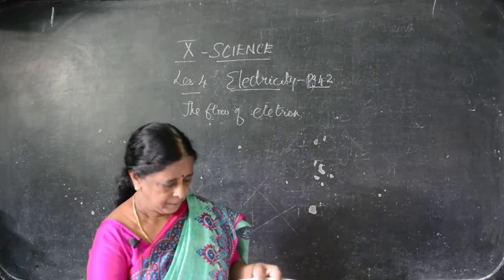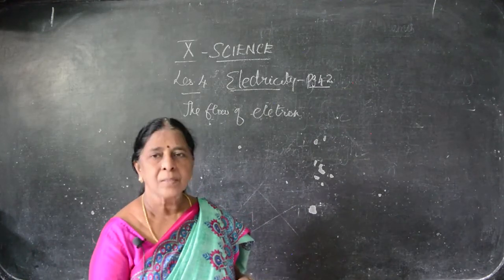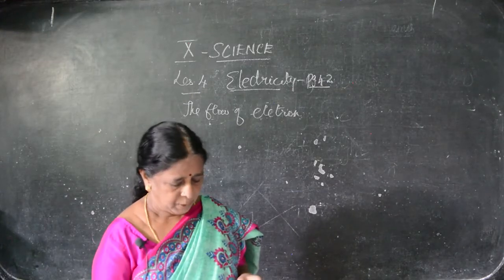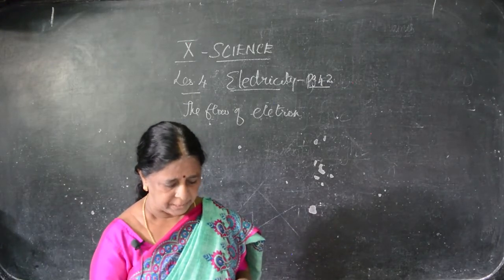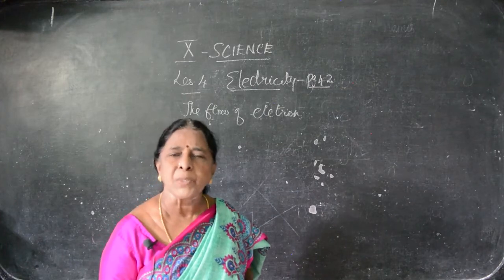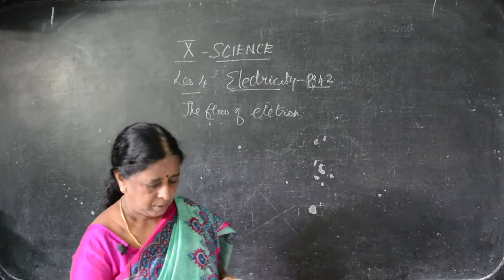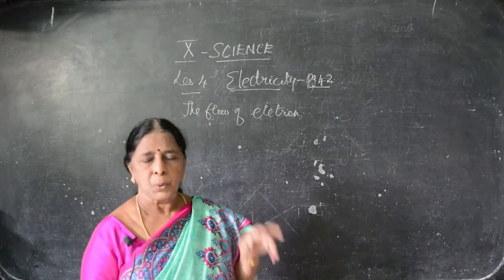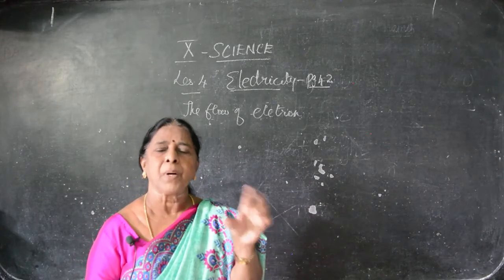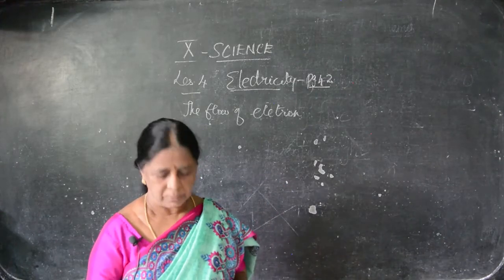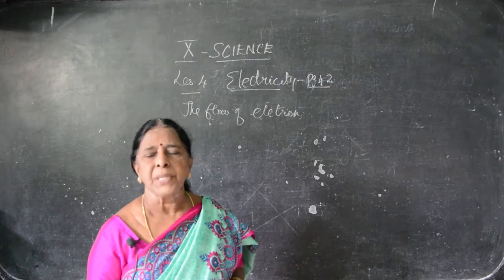Clear? First, what is electric current? It's on page number 42. The motion of electric charge through a conductor. Motion means what? Movement, flow of electrons through a conductor. Through a conductor means what? The particular part through which it goes. Through the conductor only the electricity can flow. Clear? It will constitute an electric current.